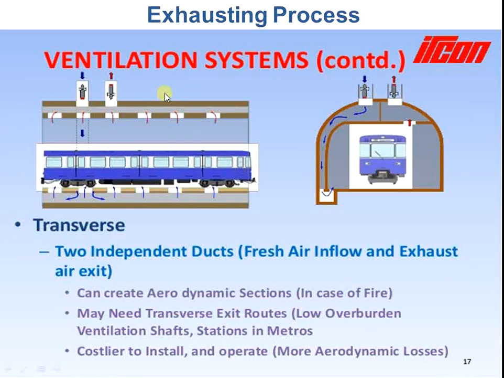Next, the exhausting process, which works vertically, with two independent ducts: the fresh air inflow and the exhaust air exit. In the exhausting process, we need two ducts. The first duct is the fresh air inflow, and the second duct is the exhaust air exit.